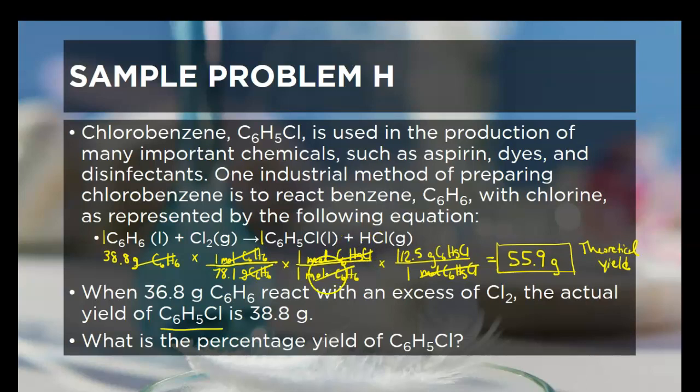However, what was my actual yield? Yeah, I only got 38.8. So that's like getting 38.8 out of 55.9 on the test. So 38.8 divided by 55.9. 0.694.